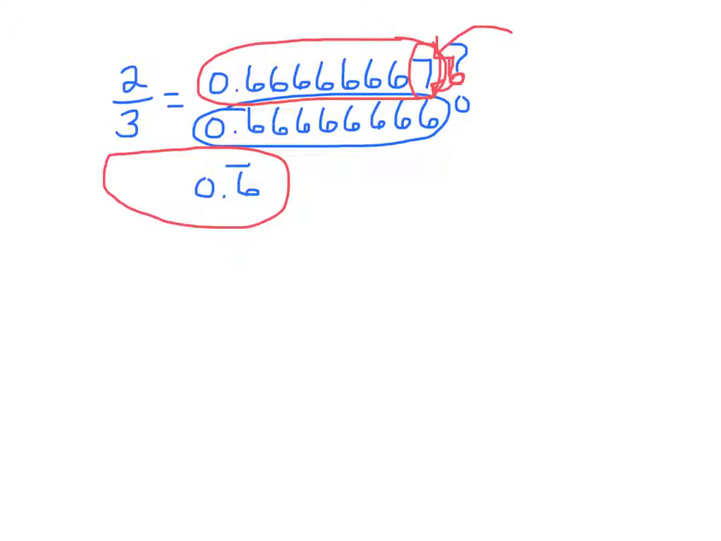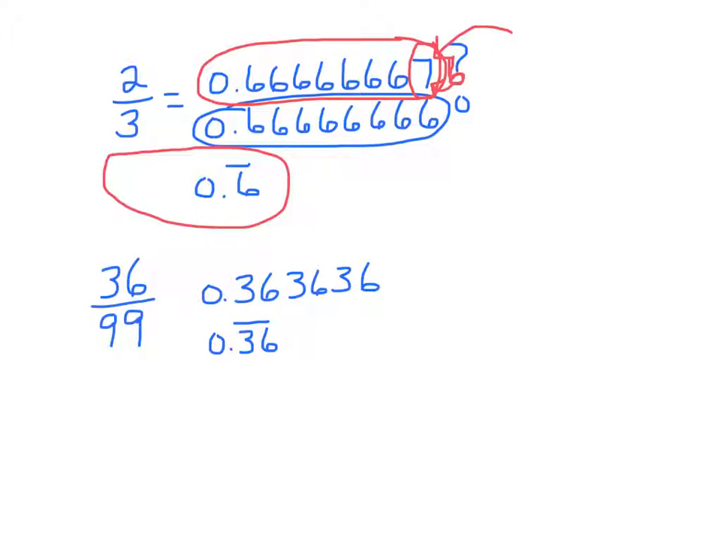If you would, punch 36/99 into your calculator and see what it gives for an answer. In this particular case, your calculator is going to give 0.363636. And now we have a repeating decimal in which 2 of the digits are repeating. So you would need to be writing it as 0.36 with a line over both the 3 and the 6.